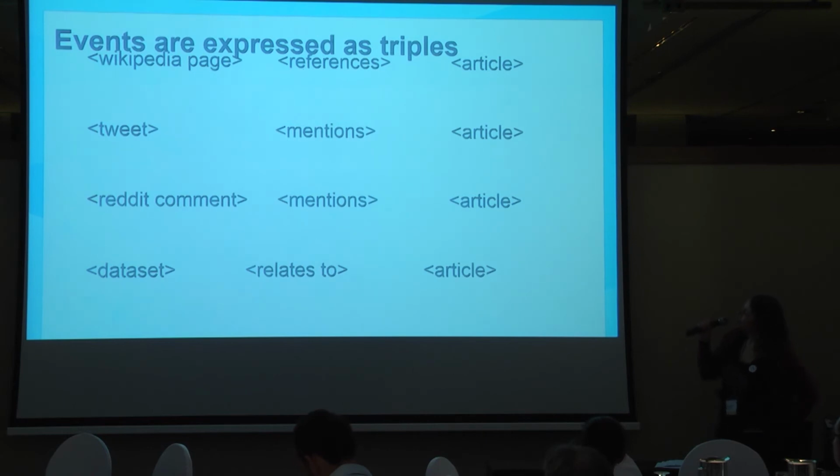Now the data itself, which again has rendered very strangely up there, so I'll talk you through it. Events are actually expressed as a triple, a subject, verb, object triple. And that means this Wikipedia page references this specific article, or this data set relates to this particular article.